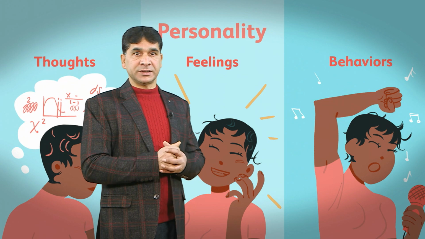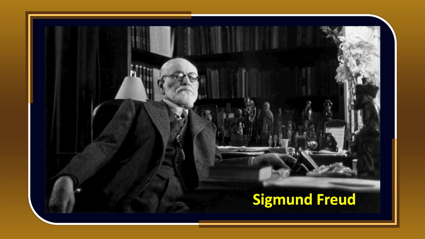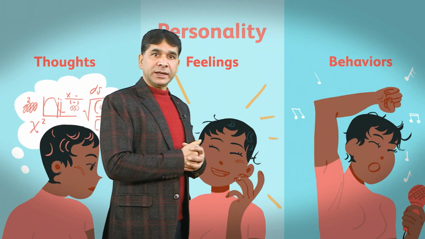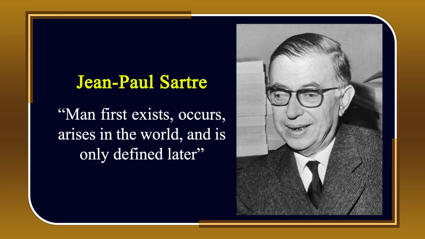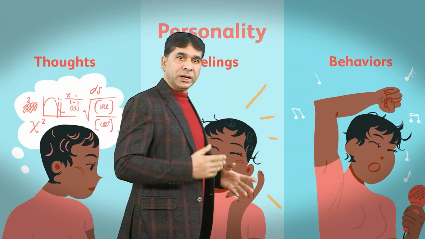Phenomenological thinkers have a more optimistic view of human nature than Sigmund Freud, who described man as a pleasure-seeking animal. For instance, Abraham Maslow believed that people are inherently good and seek to self-actualize. For the humanistic and existentialist Jean-Paul Sartre, man first exists, occurs, arises in the world and is only defined later. It means that a person has his own ability to make a choice.